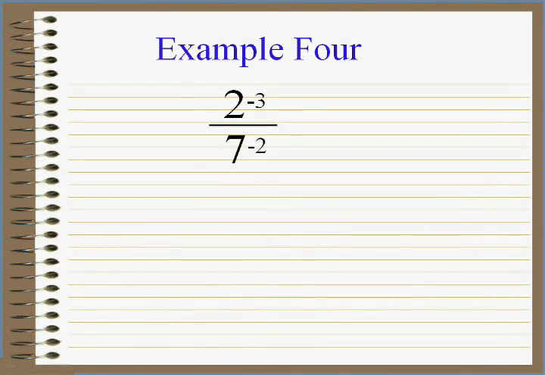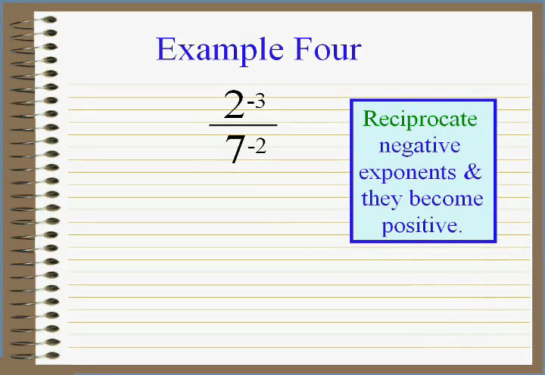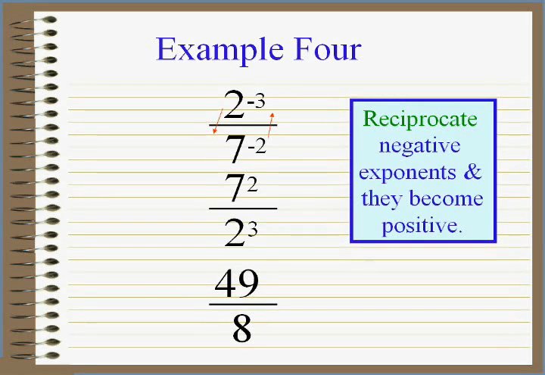Correct, boy wonder. What are you going to do with this problem? Don't get nervous on me. Just remember what the negative exponent means. Reciprocate. Just remember to reciprocate negative exponents. If it's in the top, put it in the bottom, and if it's in the bottom, put it in the top. That 2 to the minus 3 will go downstairs, and that 7 to the minus 2 will go upstairs. And then you have positive exponents. That's simple. 7 squared is 49, and 2 to the 3rd is 8. That's all you have to do, is reciprocate.